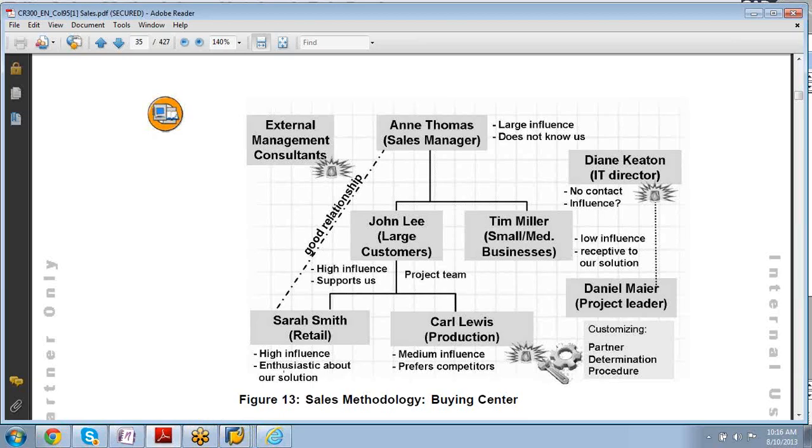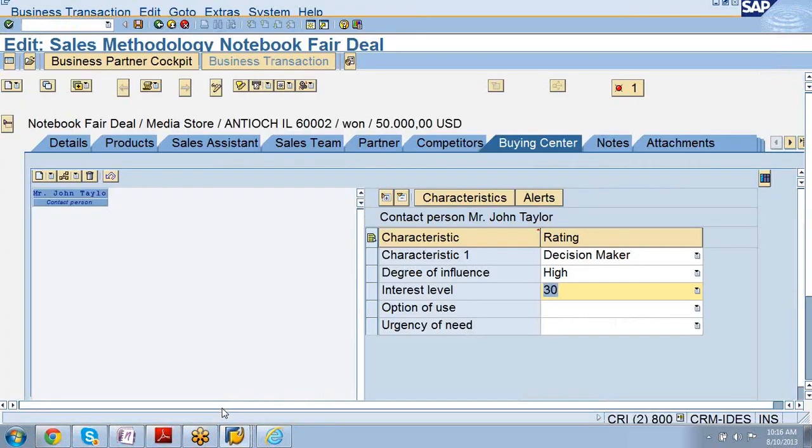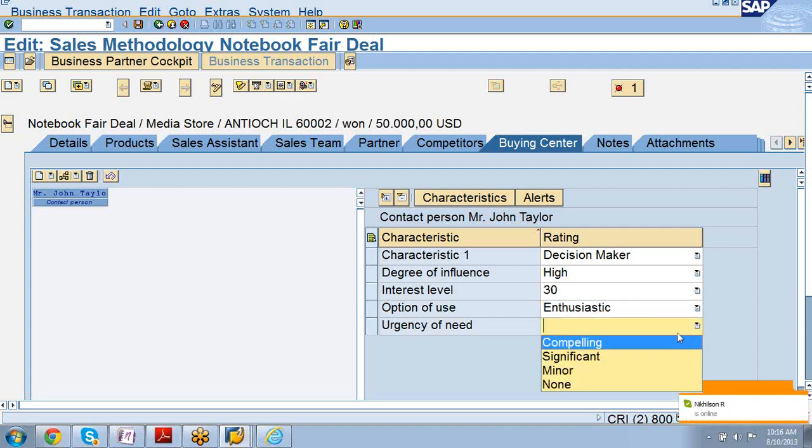The buying center is nothing but a center in which all the characteristics of the buying prospects are kept. That means where we are going to sell. The buyer is your customer. So in this buying center, we can record what the interest level of this person is, what the opinion of use is: positive, negative, enthusiastic, urgency of need, compelling.